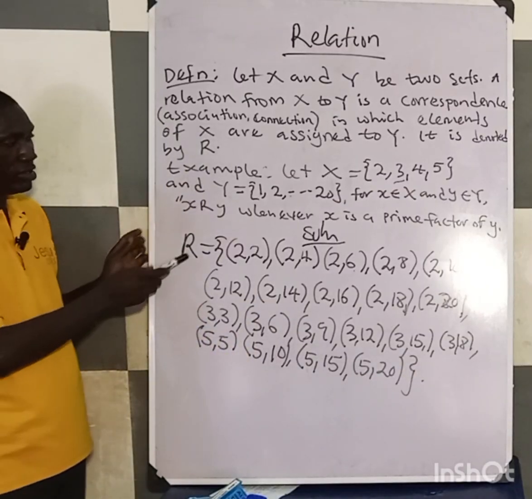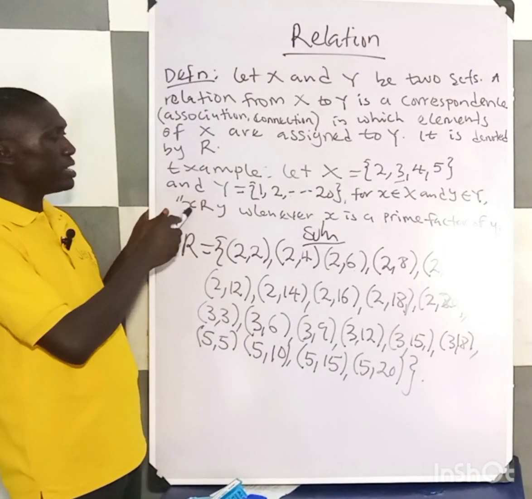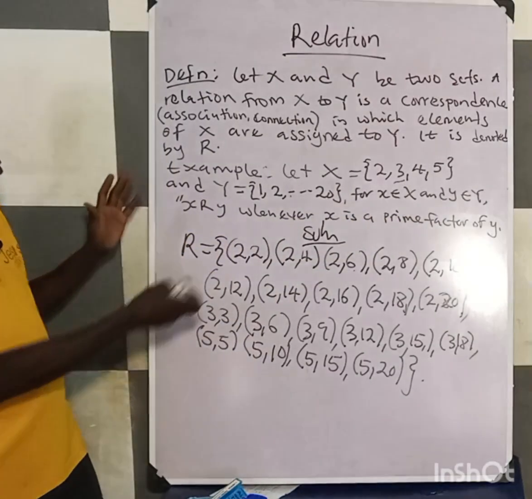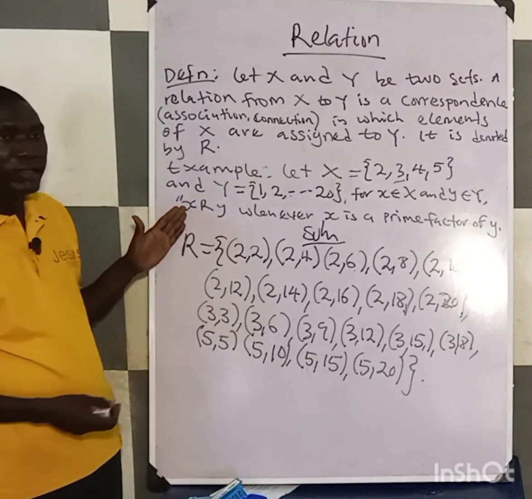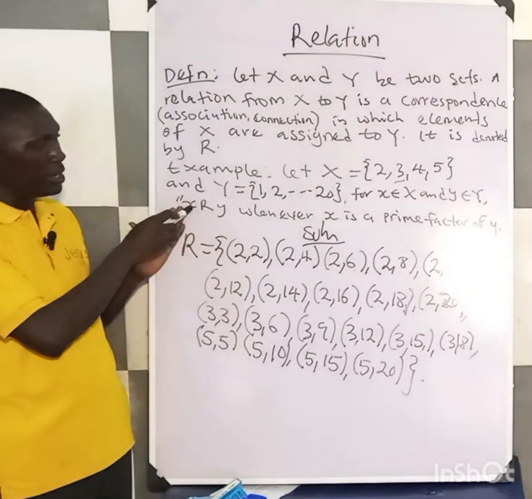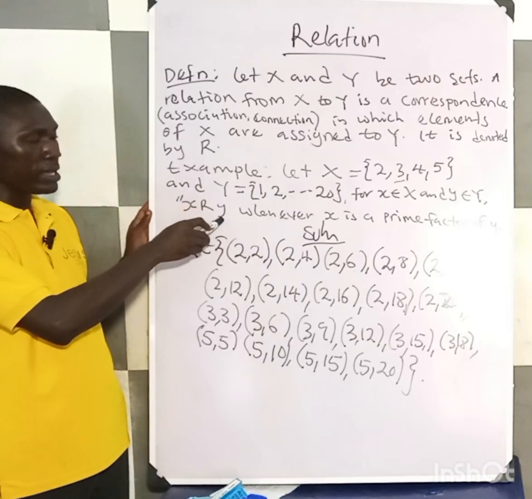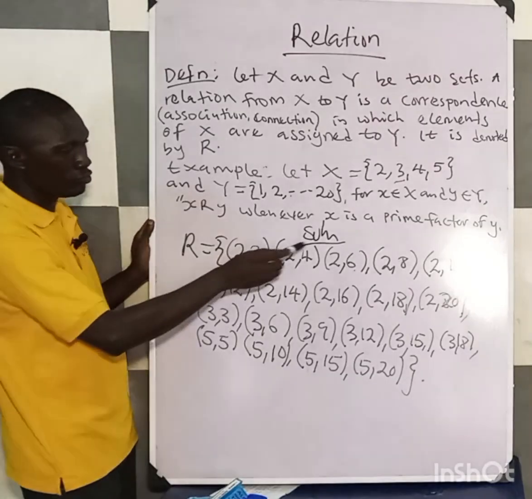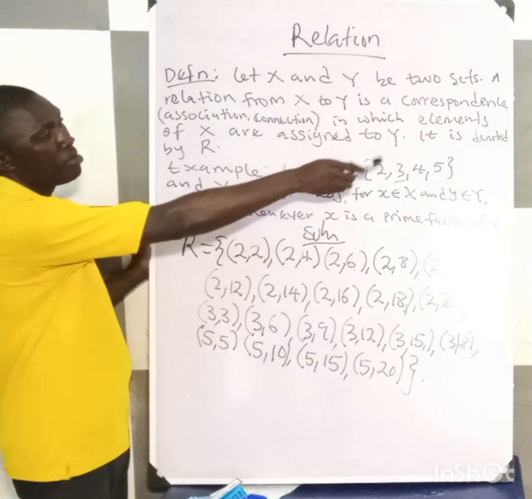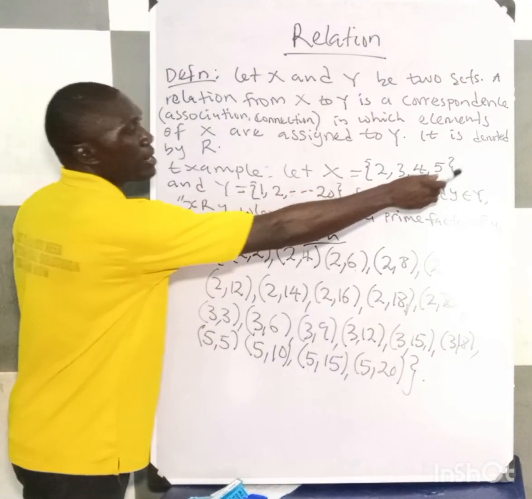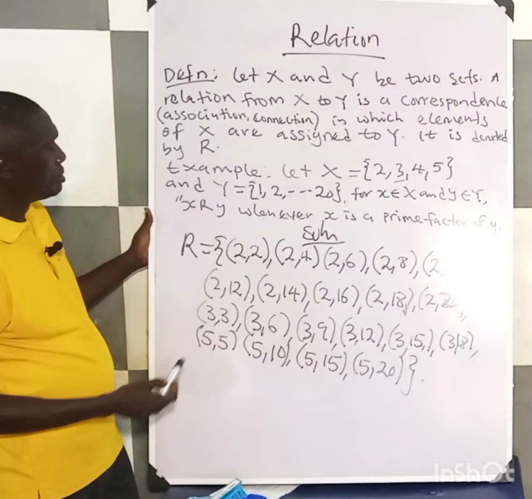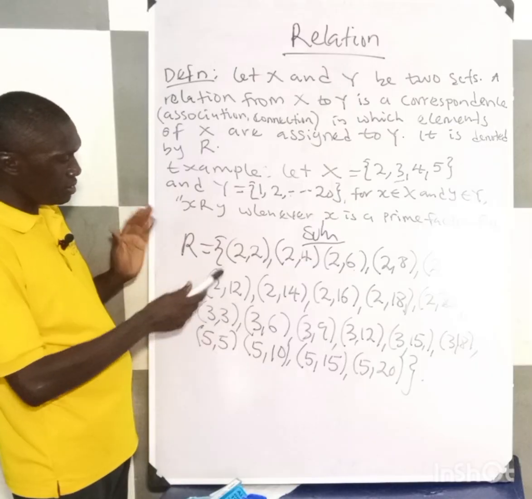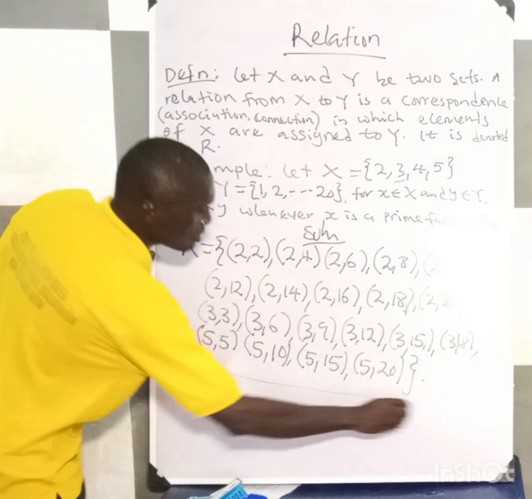So this is the set of relations we have. Look at the condition given: x is related to y whenever x is a prime factor of y. So we are picking an element of x and an element of y. Remember, x is coming from set x, while y is coming from set y. The first coordinates, the numbers 2, 3, 5, are coming from set x. We are picking the prime numbers of x. Then we are also picking the numbers that those numbers can divide in set y. So that is the solution.